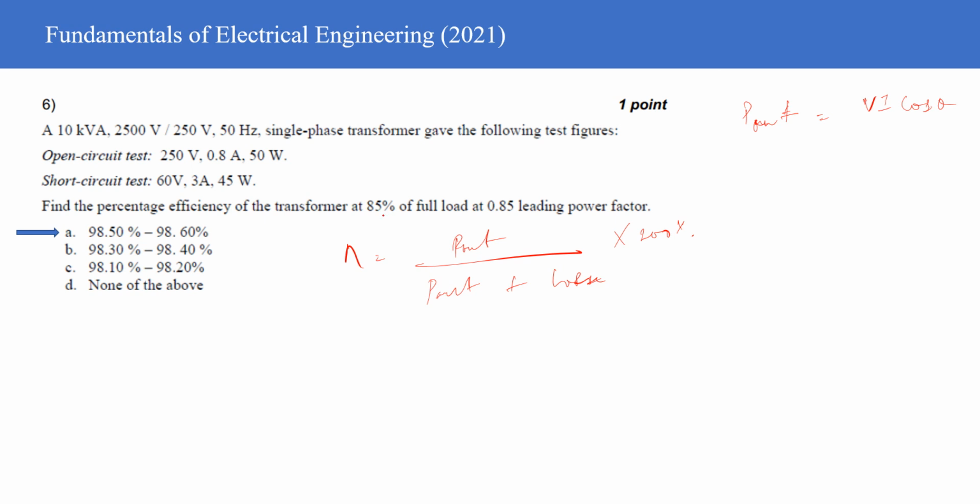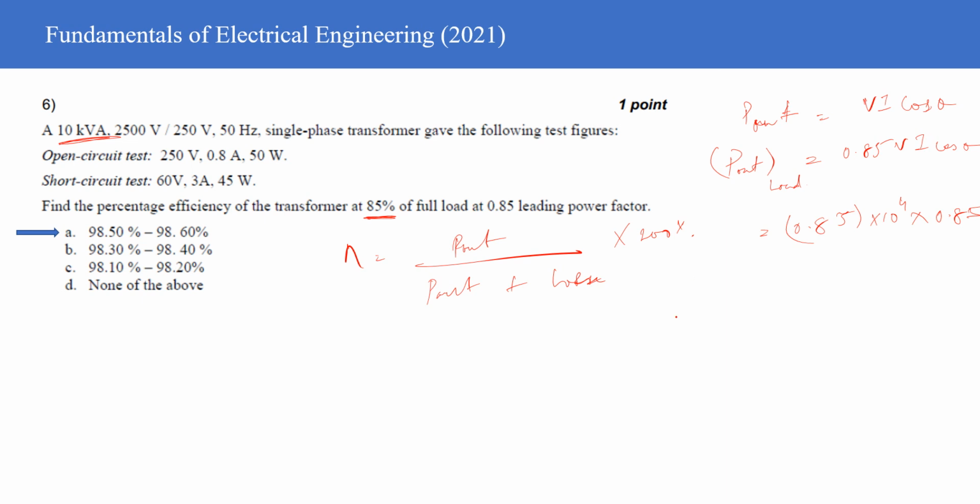And since it is running at 0.85 times the full load, therefore power output at this loading is equal to 0.85 V I cos theta. So this is what will be the power output, and you can put in the values. So 0.85 into V I, which is given to you as 10 power 4, right? So V I into cos theta is also given to you, 0.85 leading. So this is your power output at this loading.